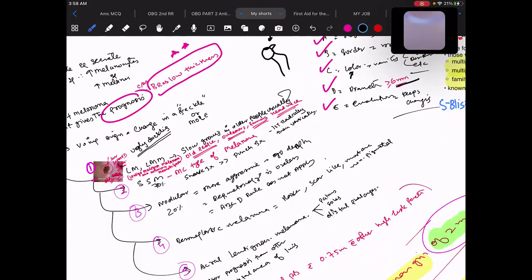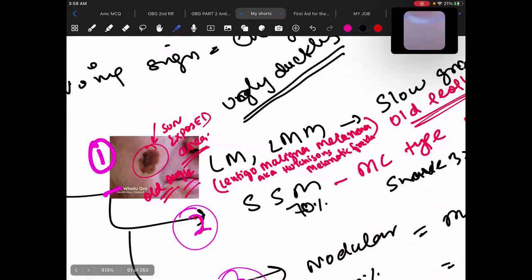After that, we need to learn about the different types of melanomas. One is lentigo maligna melanoma, which is also called Hutchinson's melanotic freckle. It is slow growing and is seen most commonly in older people, usually who live or work outdoors, like farmers. And the most common site is head and neck. As you can see over here, old people, near the sun exposed area.